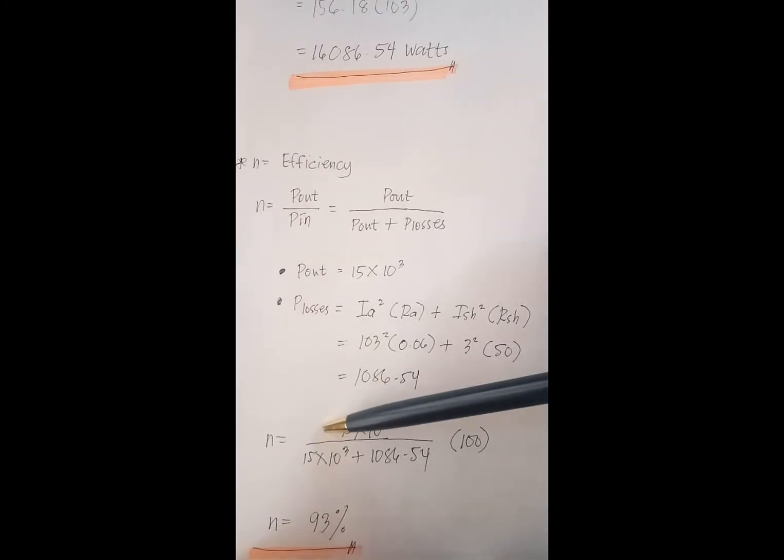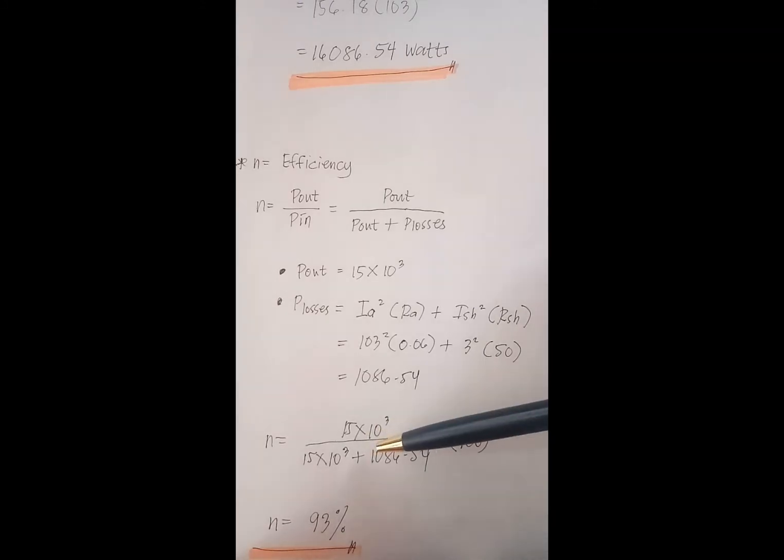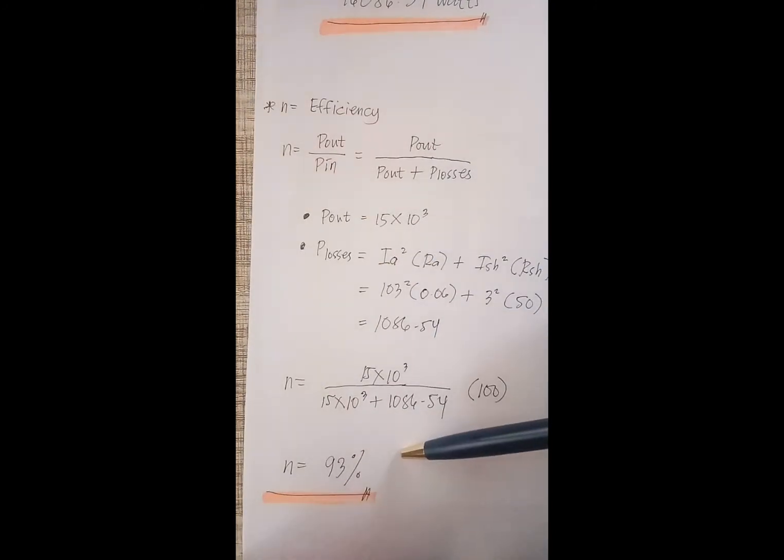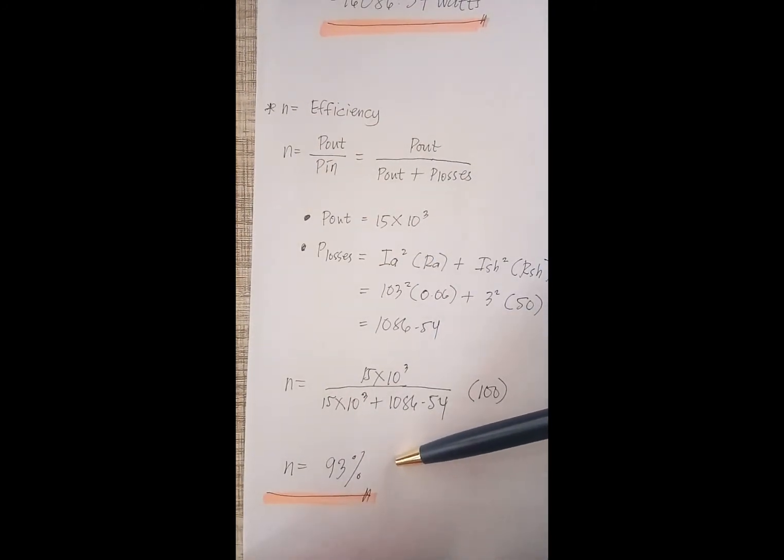So go back to the formula for the efficiency. P out, which is 15 times 10 to the power of 3, over 15 times 10 to the power of 3 plus 1086.54, times 100. So we have the efficiency of 93% for our shunt DC generator.